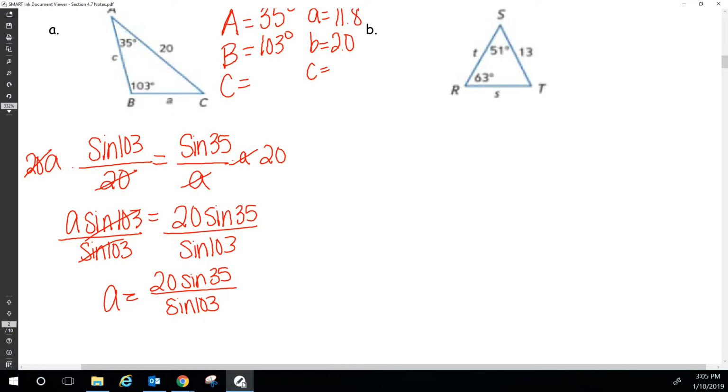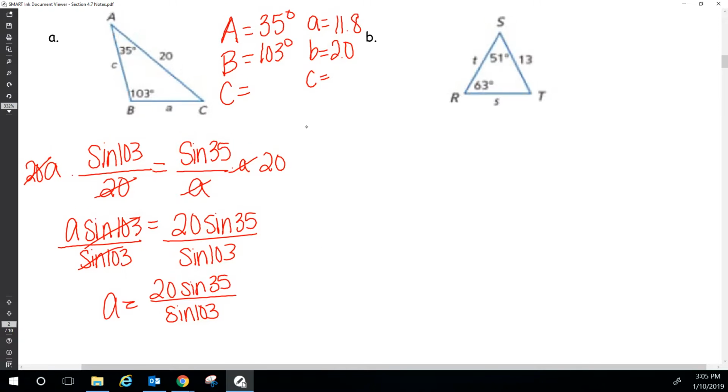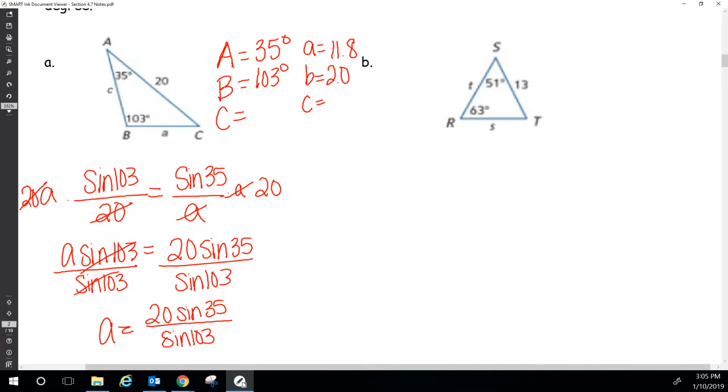All right, we can also find big C. We know two of our angle measures, and we know in a triangle we have to have 180 degrees. So I'm going to take 180, and I'm going to subtract off the 103, and then the 35, and that'll give me big C, and so big C is 42.